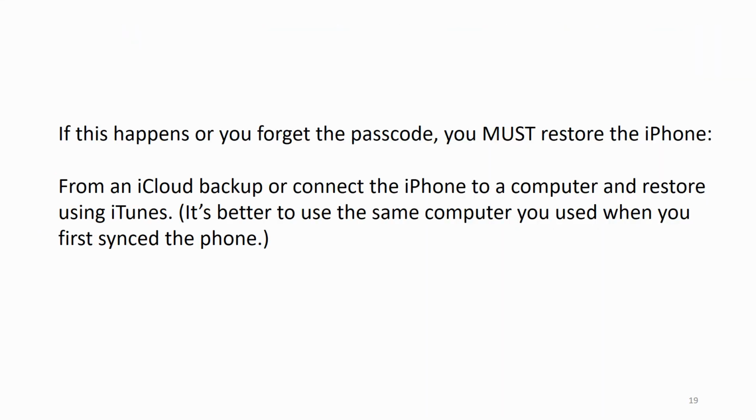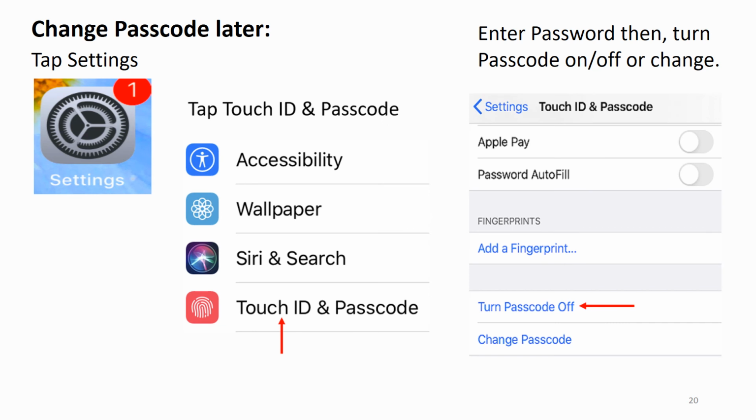If this happens or you forget the passcode, you must restore the iPhone from an iCloud backup, or connect the iPhone to a computer and restore using iTunes. It's better to use the same computer you used when you first synced the phone. Change passcode later: tap Settings, tap Touch ID and Passcode, enter password, then turn passcode on, off, or change.